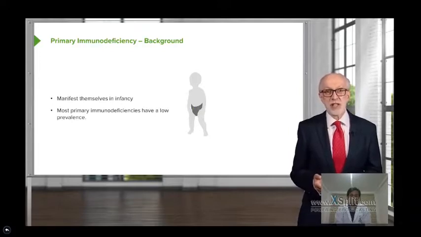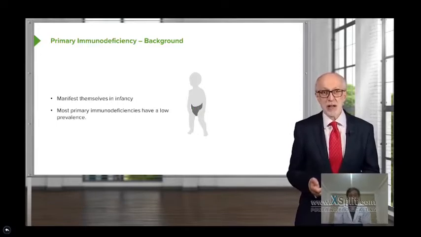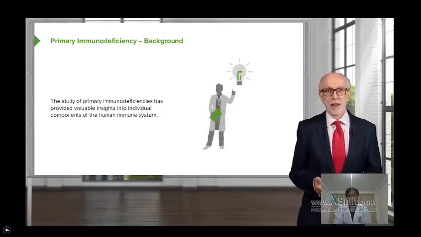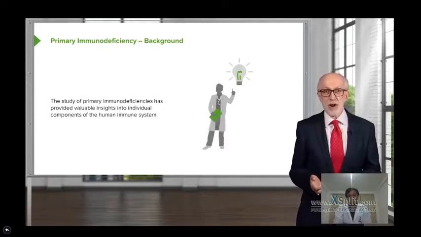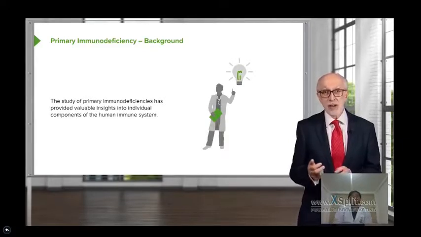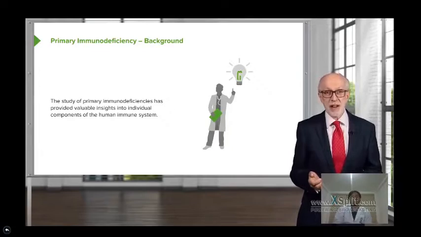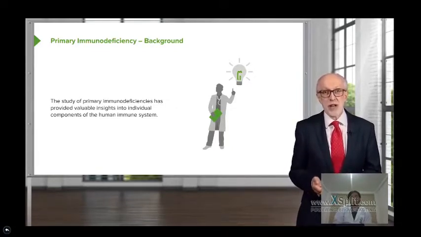Most primary immunodeficiencies have a low prevalence. They're fairly rare diseases, generally speaking. However, the study of primary immunodeficiencies has provided valuable insights into individual components of the immune response. So although they're relatively uncommon, it's enabled us to answer questions about how the immune system functions, because we can identify individuals that have one particular component of the immune system that is dysfunctional due to these inherited gene defects.